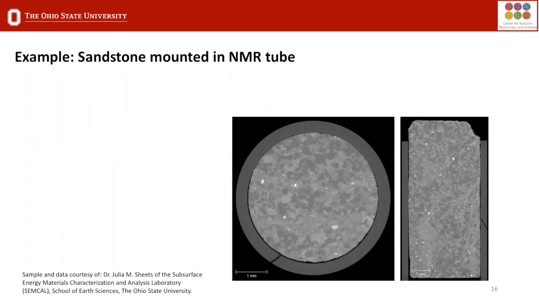NMR tubes are really nice sample holders because they're very straight, and they can also be purchased in a range of sizes. They're also good for mounting powders in, because you can just pour your powder and fill it all up, or you can seal the top of the NMR tube and place a sample on top.